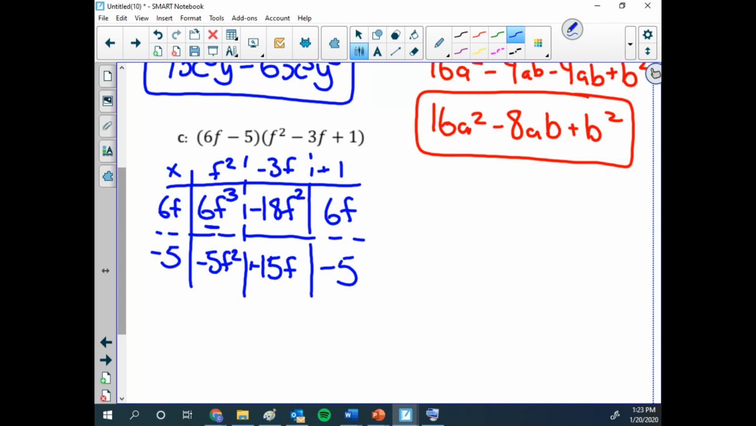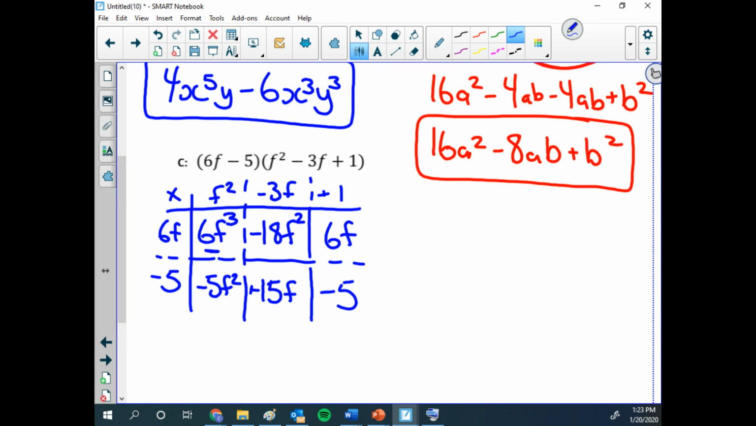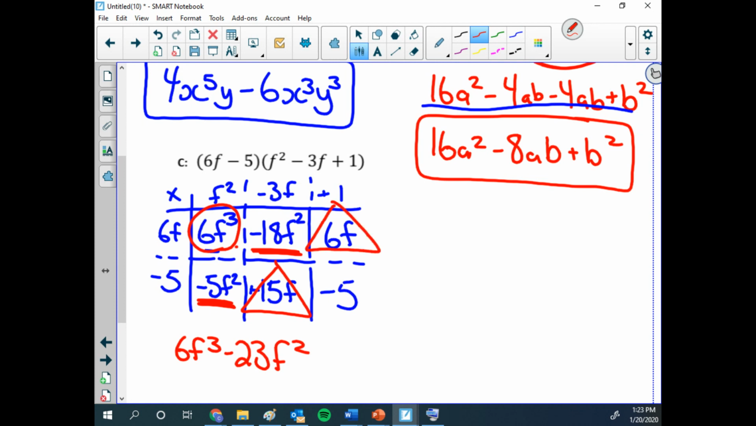I'm not done here if I use grid. Same thing, I wasn't done over here when I did distributive property. Last thing I need to do is combine my like terms. So 6f cubed. There's no other 6f cubed, so I'll just write that down. Now I have a negative 5f squared and a negative 18f squared. So to combine those, negative 18 minus 5 is going to give me a negative 23f squared. Let's do this. So 15f plus 6f is going to give me a positive 21f, and my constant is negative 5.